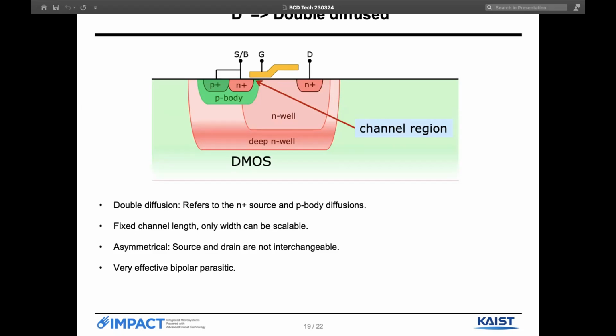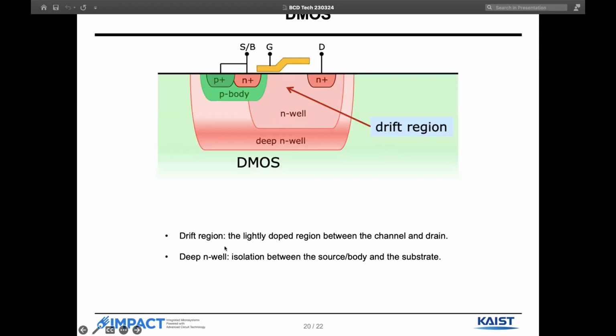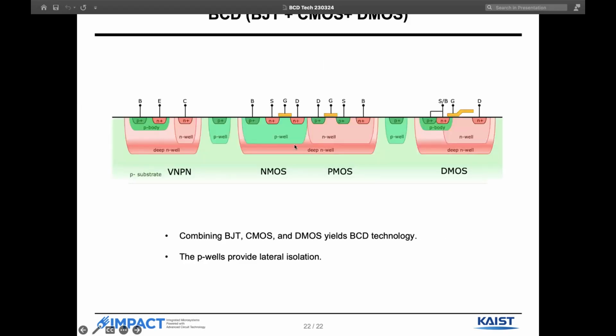Remember, in the NMOS or CMOS, we could change the source and drain, and this is really highly effective bipolar parasitic. And so there is a drift region over here, which is a lightly doped region between the channel and the drain. And there is a deep N well, so that provides an isolation between the substrate and the source or body. And we can actually combine these three to get our BCD technology.